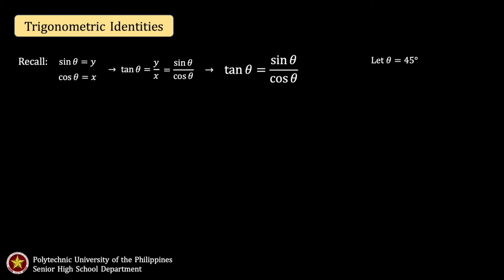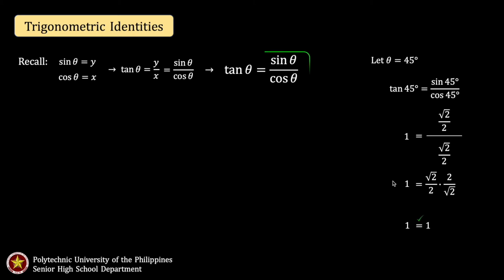Now, let's say our theta is 45 degrees. So we have tangent 45 equals 1, and sine 45 is square root of 2 over 2, cosine 45 is the same. Now, they are the same number. Any number divided by itself is just equal to 1.